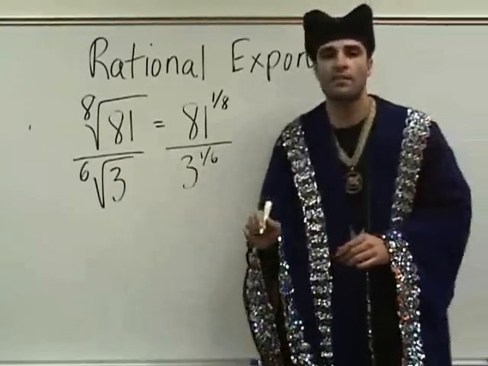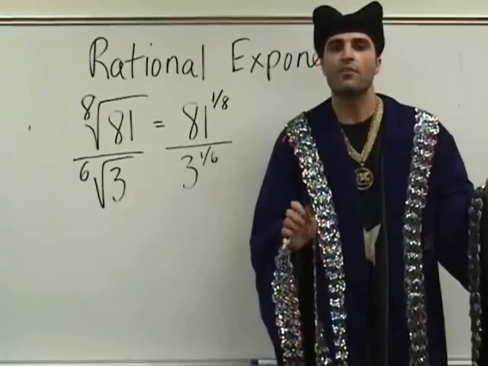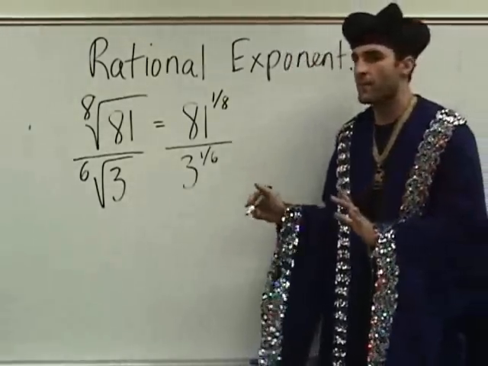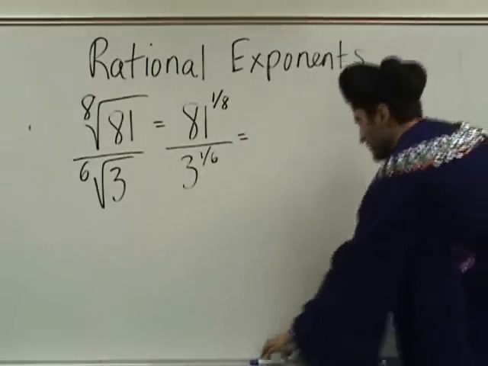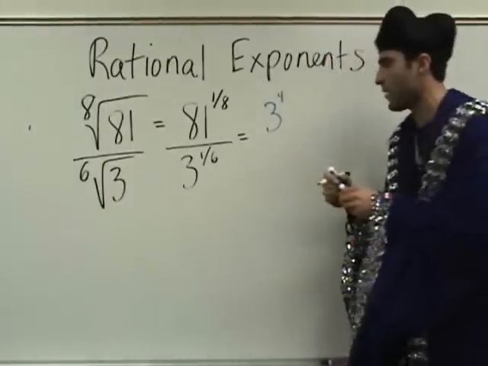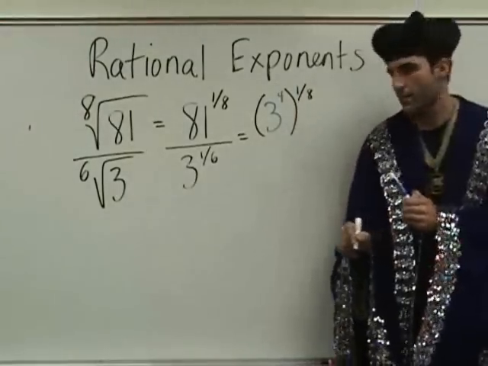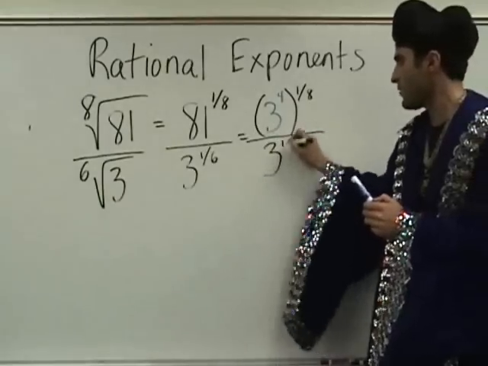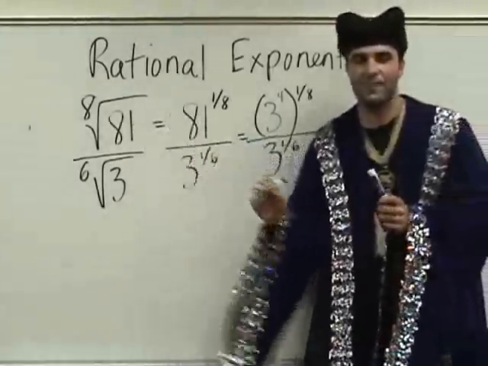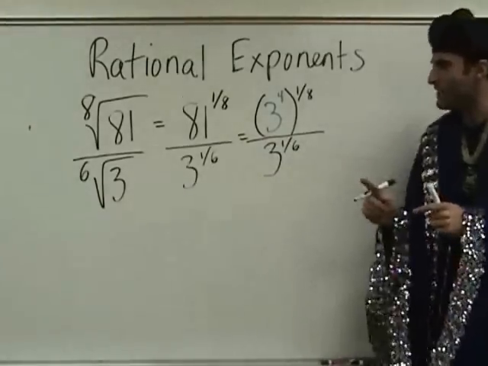How do we turn 81 into a base of 3? 3 to the what is 81? 4. We're creating the same base. So, let's write it in blue. 3 to the 4 is 81. This is 1 over 8 remaining outside, over 3 to the 1/6.